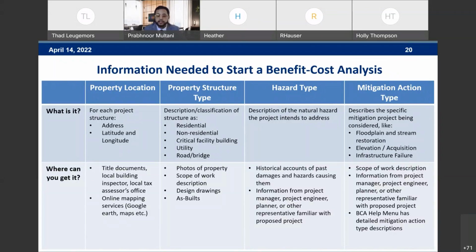So we do understand that some projects may be a bit out of the box and it might not be clear which mitigation action type applies. I think the help menu would be a great place to start to see which would fit best. And if not, if you ever have questions, we'd love to have a discussion about that and find the best route for you to take for your mitigation action type. Next slide, please.